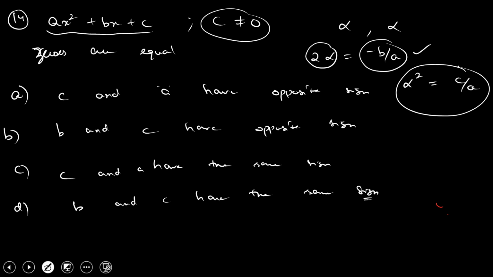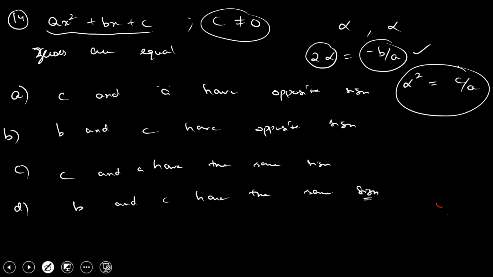On the left hand side, I have alpha square, and C by A on the right. Since I have a square on the left hand side, the right hand side by default should be positive. Am I right? Yes, sir. If it should be positive, then the ratio should generate a positive value.